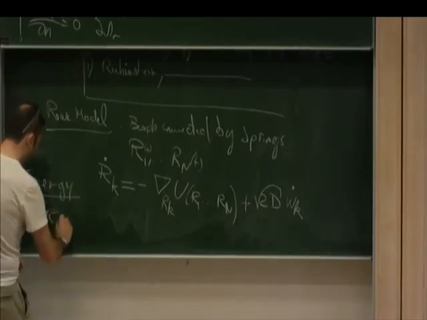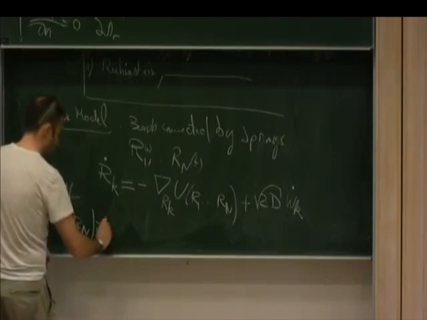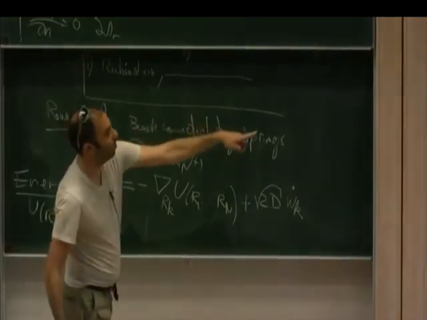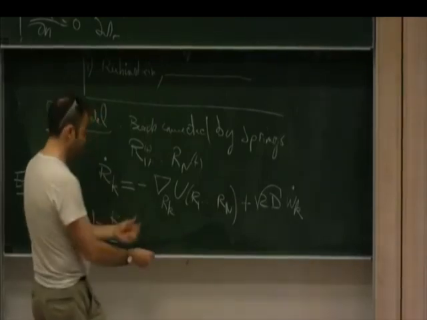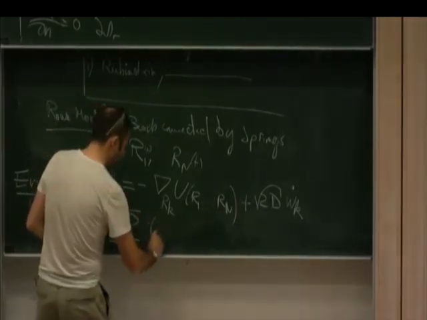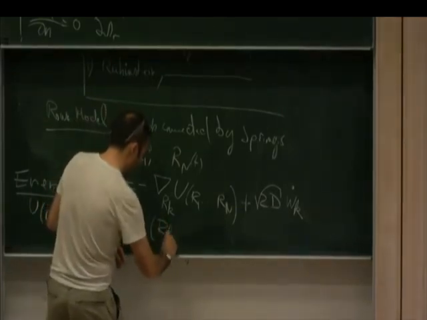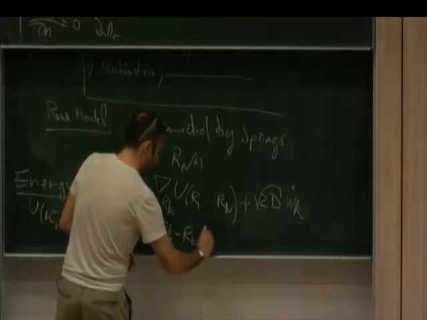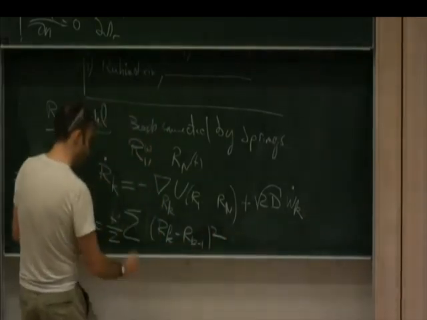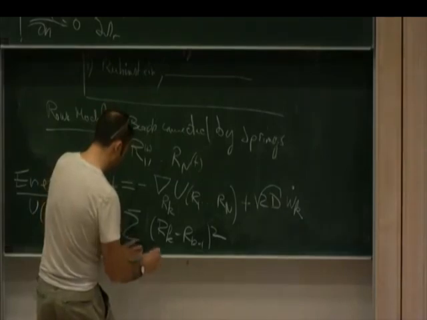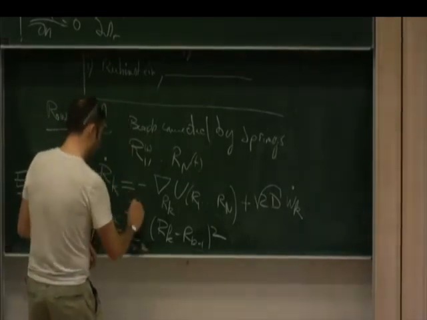is U of R1 to Rn equals kappa divided by 2. So this is the same kappa that we've used over there. This is just a spring constant. Sum of Rk minus Rk minus 1 squared, and k has to go, let's say, from 1 or 2 to n.